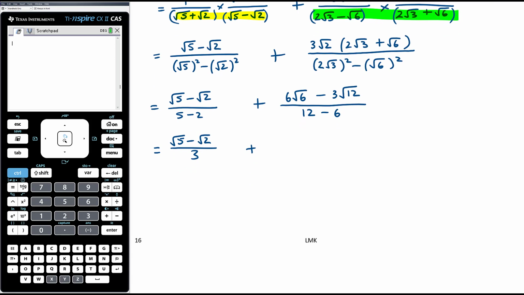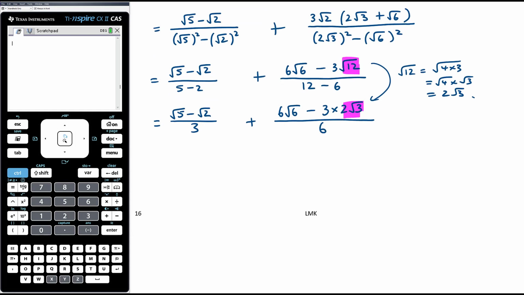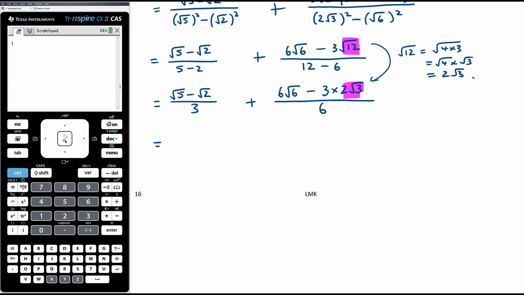Okay, other thing I'm noticing here is this. It's not in simplest form, so let's deal with that as well. So we've got 6 root 6 minus 3 times. Now 12 is 4 times 3, which means that simplifies to 2 root 3. Okay. So hopefully getting a bit more efficient at those simplifications. So in my head there, I did root 12 is root 4 times 3, which is root 4 times root 3, so 2 root 3. Okay. 12 minus 6 is 6 on the denominator. Okay, we're getting there. Let's see where we're at.